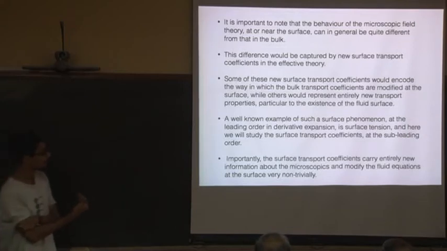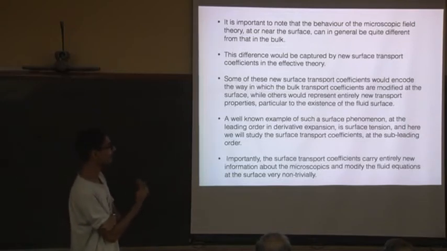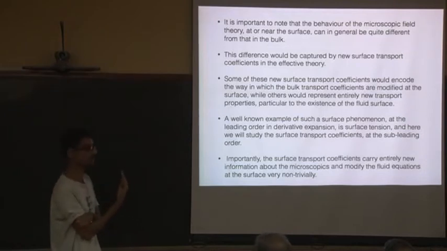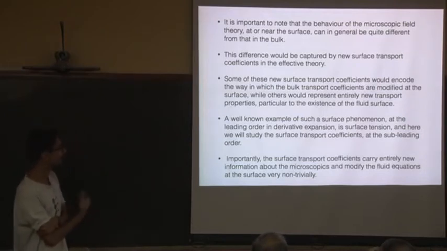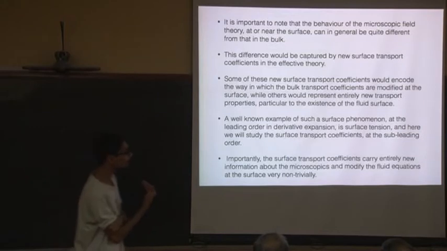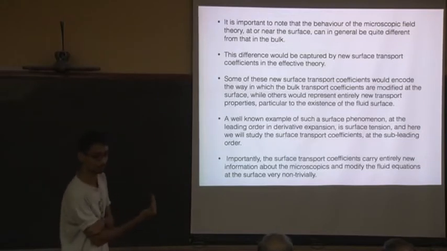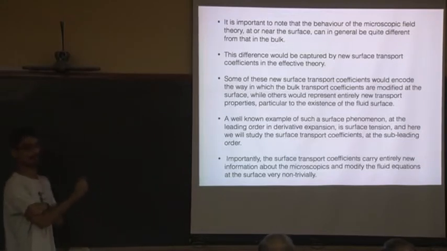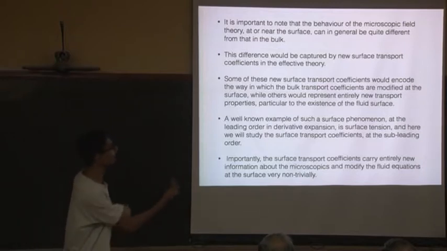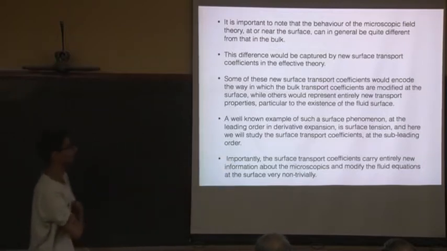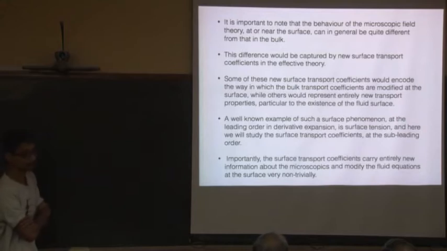A well-known example of such a surface phenomenon at the leading order in derivative expansion is surface tension, which is well studied. And here we will study the surface transport coefficients at the subleading order. We will go one more order in the derivative expansion, but we will recover the physics of surface tension also. So it's an analog of surface tension, but maybe dissipative.